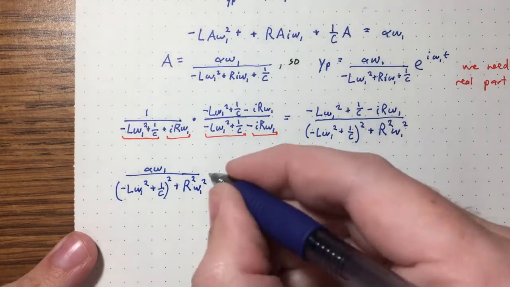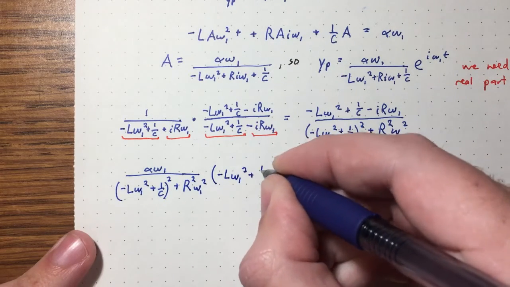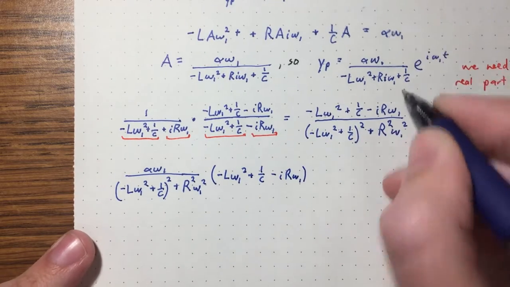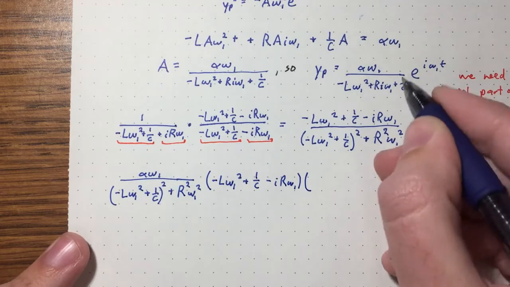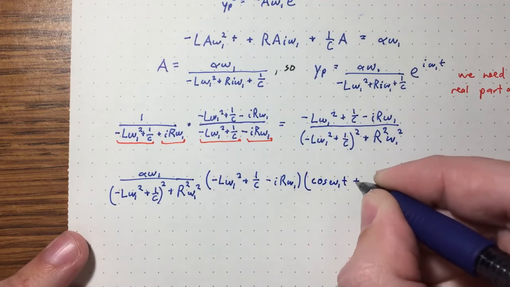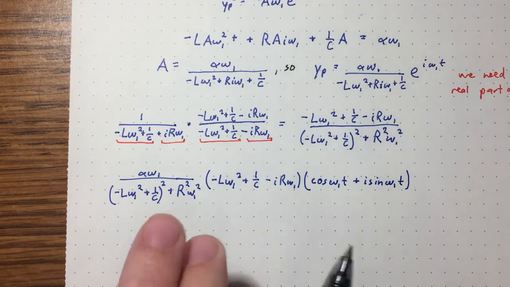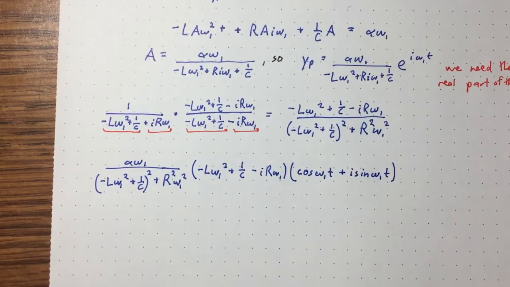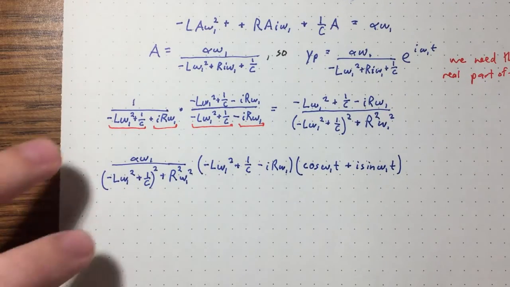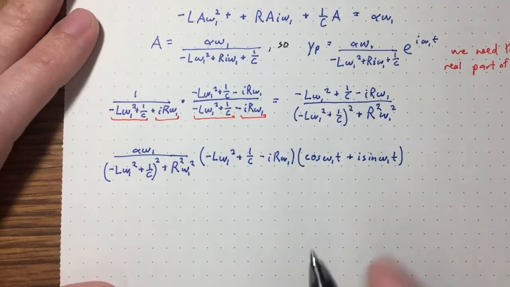And then the numerator I'm going to write over here. And then I need to multiply that by this, because this is sines and cosines. Let's actually use Euler's formula: cosine omega 1 t plus i sine omega 1 t. So I want the real part of this thing right here. This is already a real number. That's why I separated it out, so we don't have to worry about this. This will definitely be included in the real part.